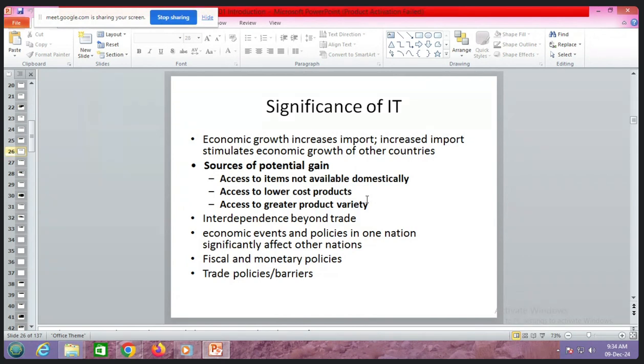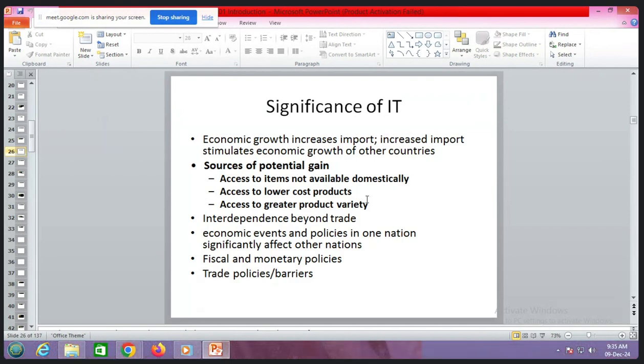Basically, we are trying to say that when the economy grows, both its imports and exports will increase, but only its imports are going to be important for other countries, other developing countries, because increased imports will stimulate economic growth of other countries. What do we mean by that?